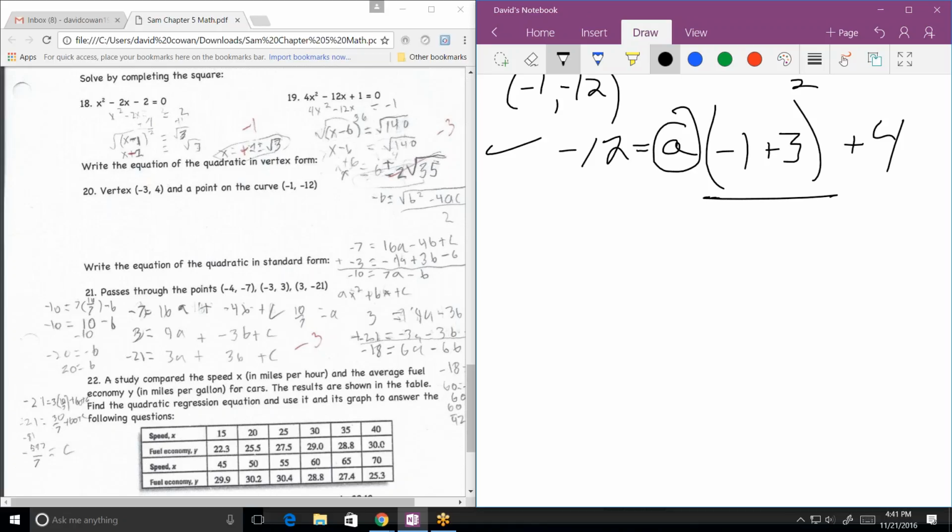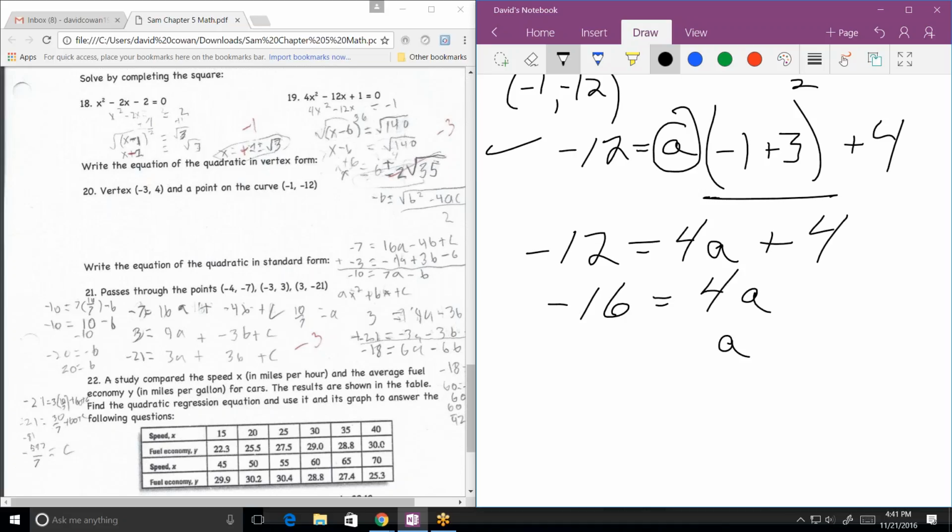Yeah. What's 2 squared? 4. So we have, at this point, -12 equals 4a. I'm going to put that in front of the a, plus 4. What's next? You subtract 4 and put it on the other side. Finally, what's a?